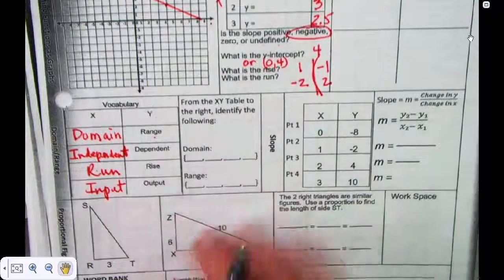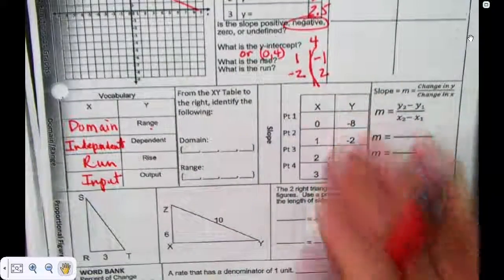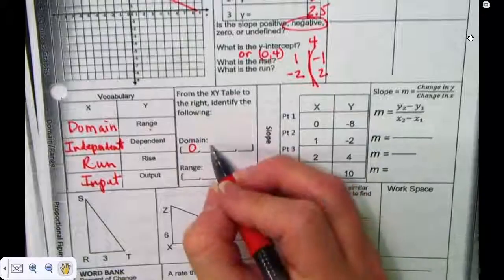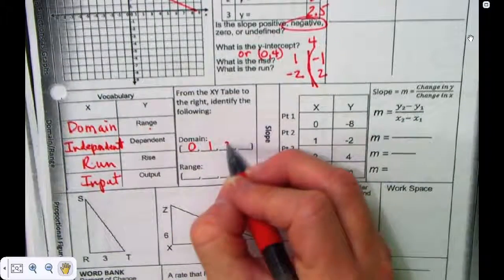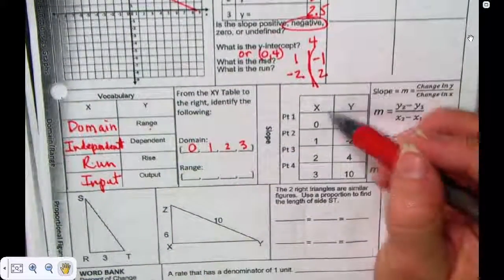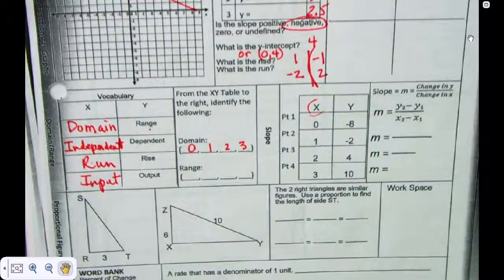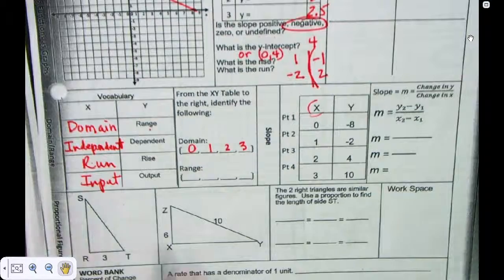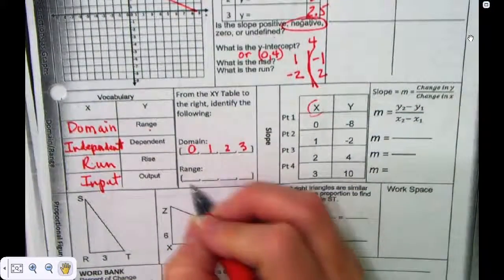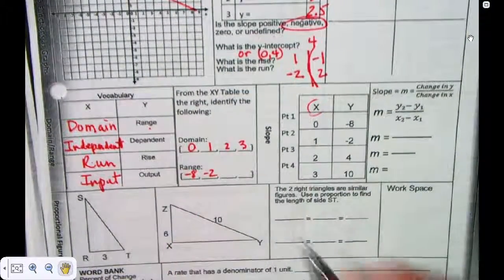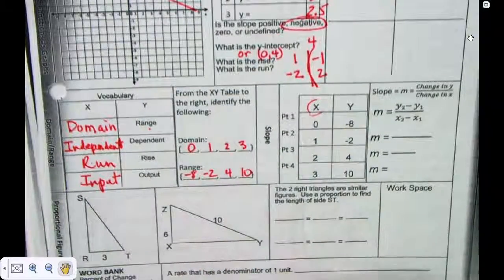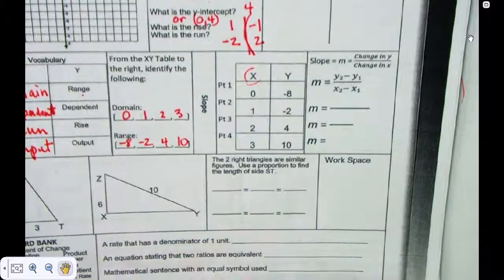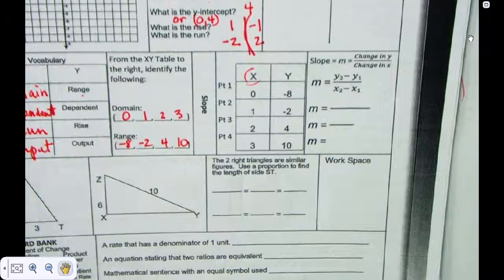Okay, the domain then from this table is what? 0, 1, 2, 3. Guys, the domain is your x. Look, domain is your x. So what's the range? -2, 4, and 10. Good. Now we're going to get the slope. We need 2 points from the table. Which 2 do y'all want to use?